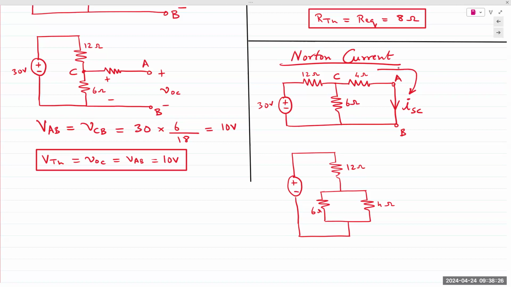Look at the first diagram. Where is ISC coming from? Or which component is it coming from? Which component is it flowing through?